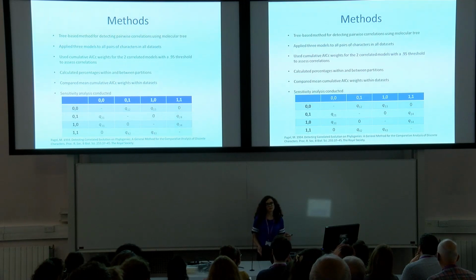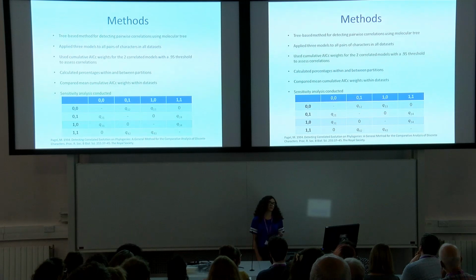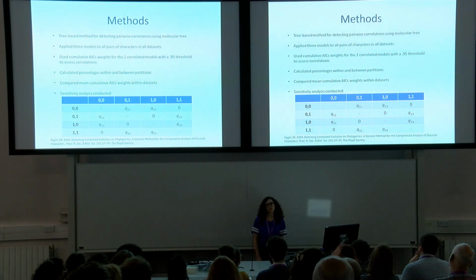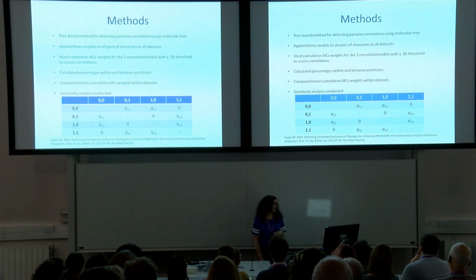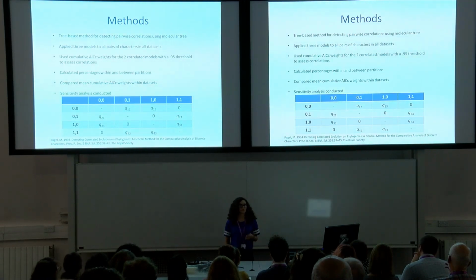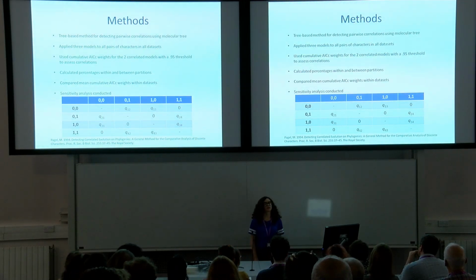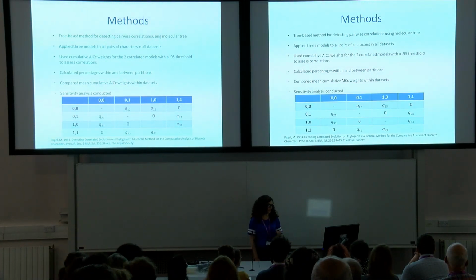So for each of my data sets, I ended up with 3 pairwise symmetrical matrices of AICC values, from which I was able to calculate the AICC weights. And then I just added the AICC weights for my 2 correlated models to get the cumulative AICC weights for my correlated models. And I used a 0.95 threshold to assess correlations. I was then able to calculate the percentages of correlated character pairs both within and between my partitions. I then also compared the mean cumulative AICC weights within my data sets. And I then started to conduct a sensitivity analysis to see roughly how many taxa you might need to detect correlations that are there.